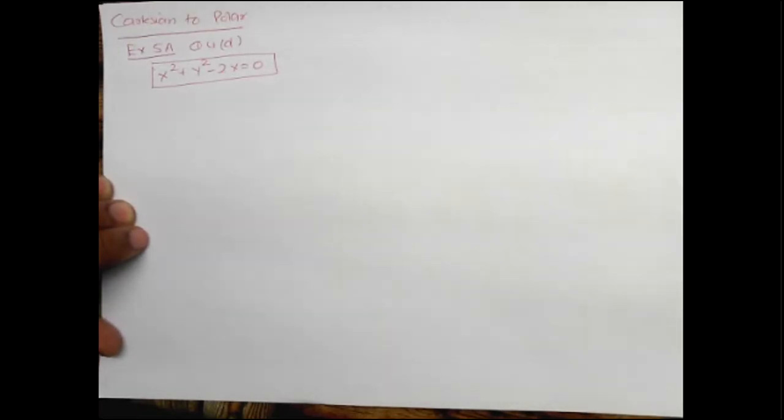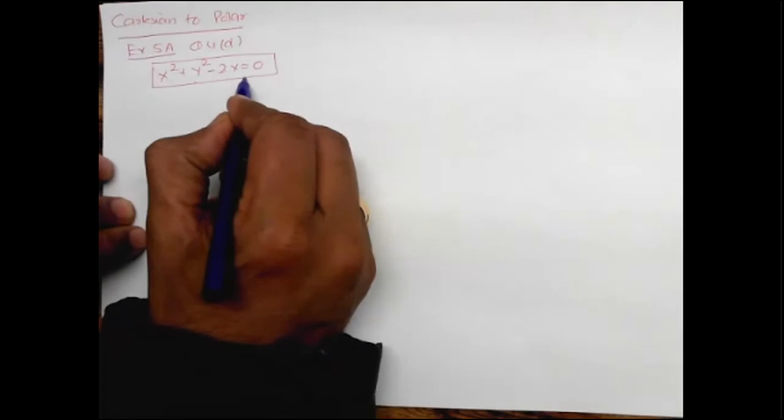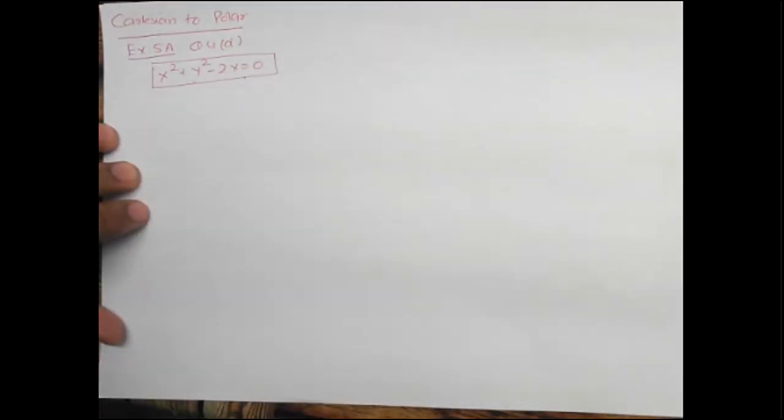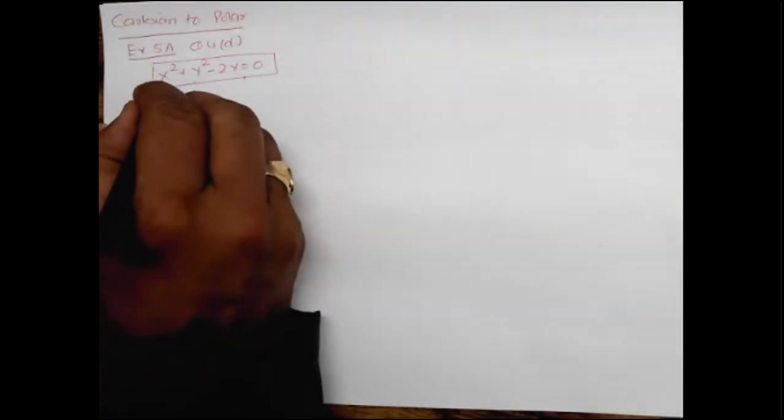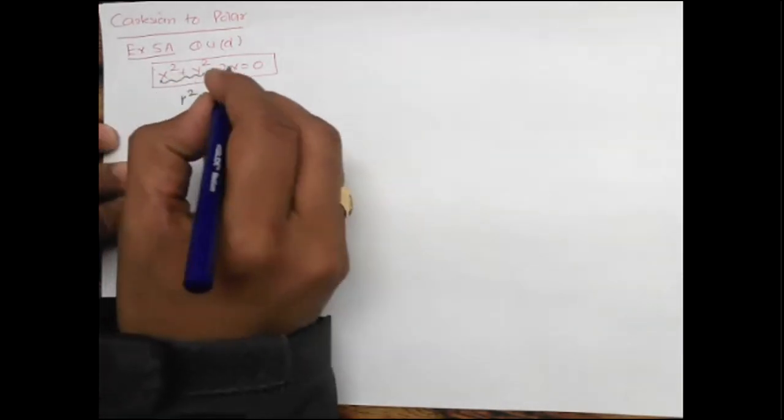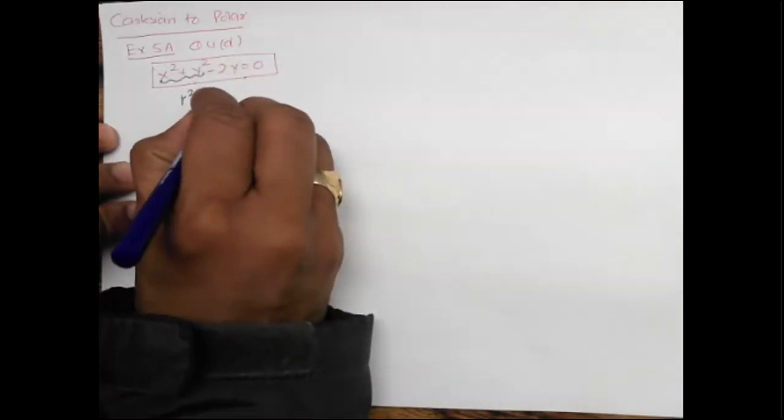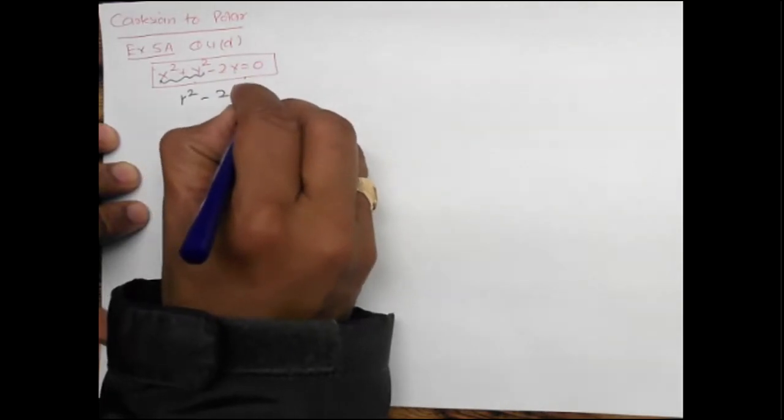Right, so this is a Cartesian equation. We want to change this into polar form. So very simple, what we do is wherever I see x squared plus y squared, I can read this as r squared. And there is a 2x there. I can replace x by r cos theta.